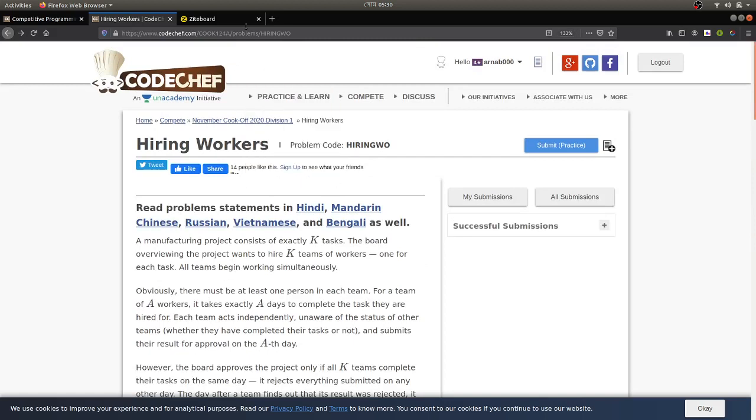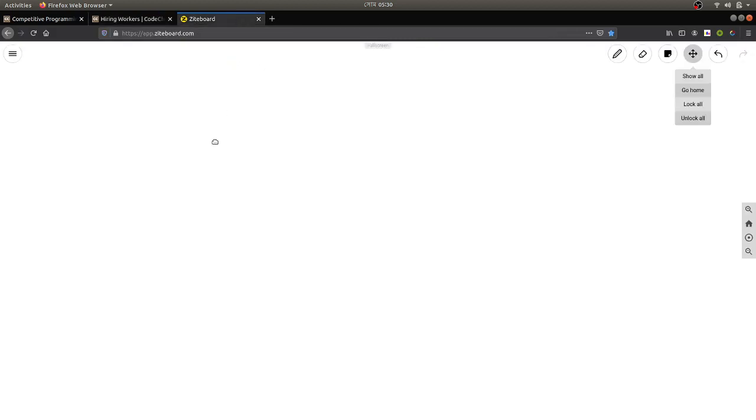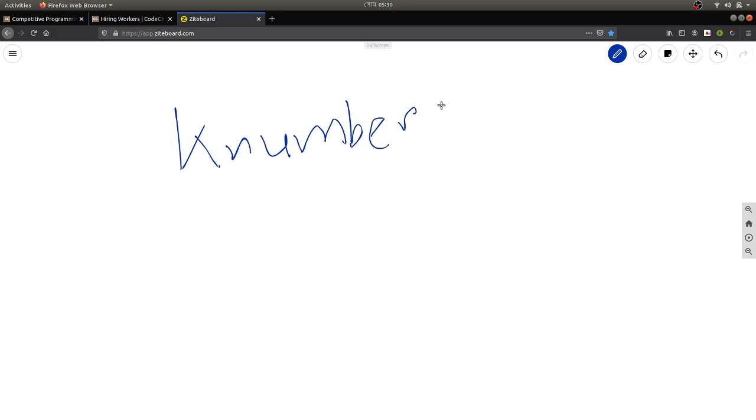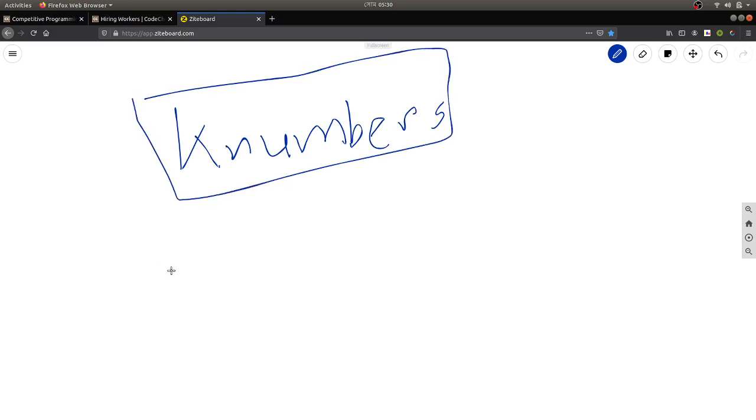So in this problem, if you have already read the question, you will know they have given some fancy wording. You have k numbers, and their LCM is given. The LCM is x.